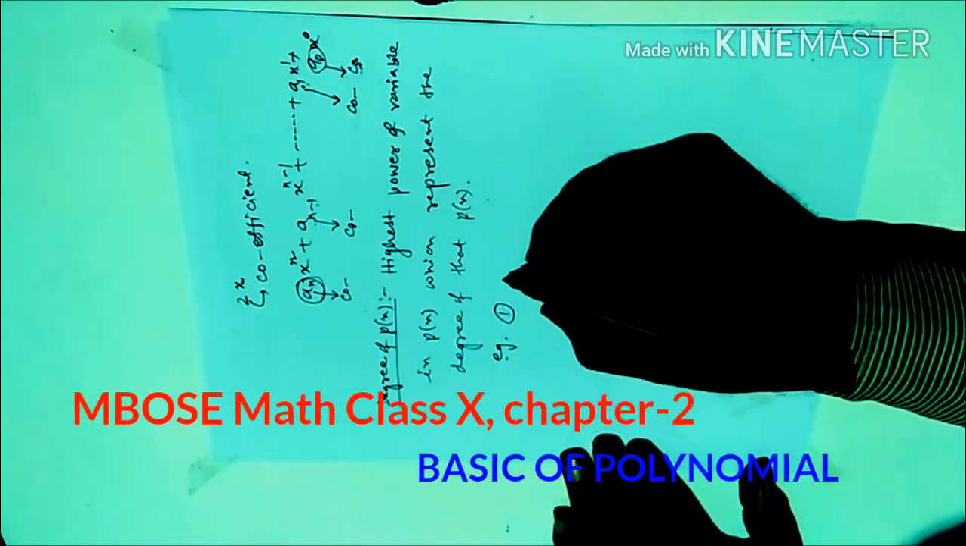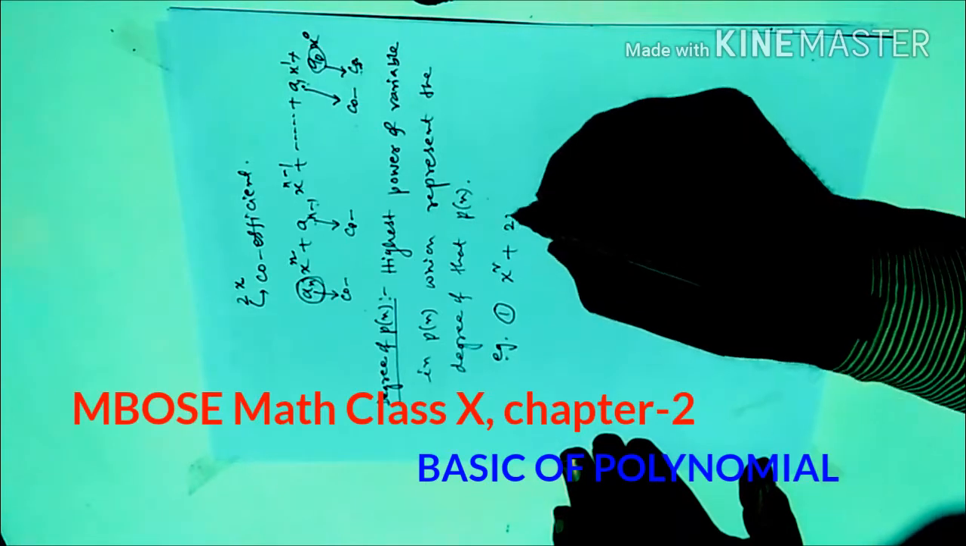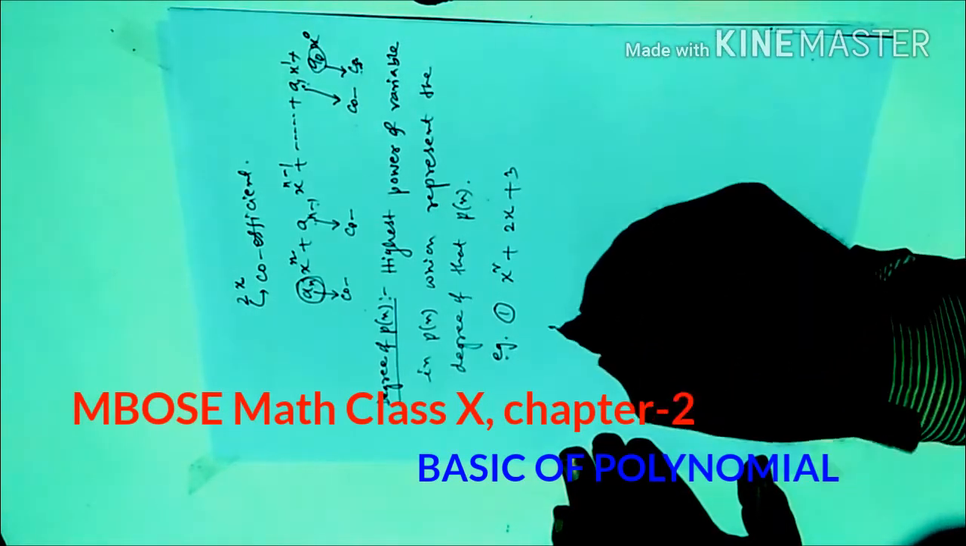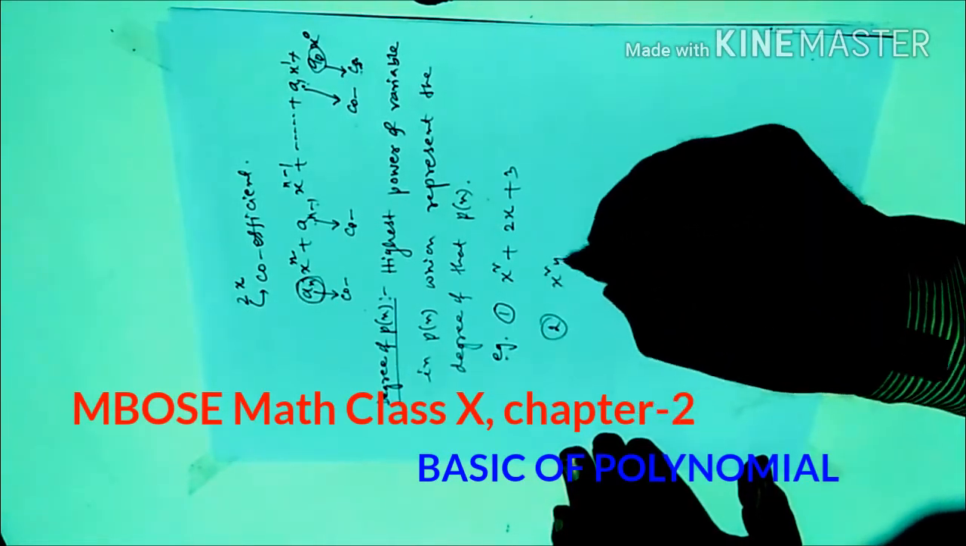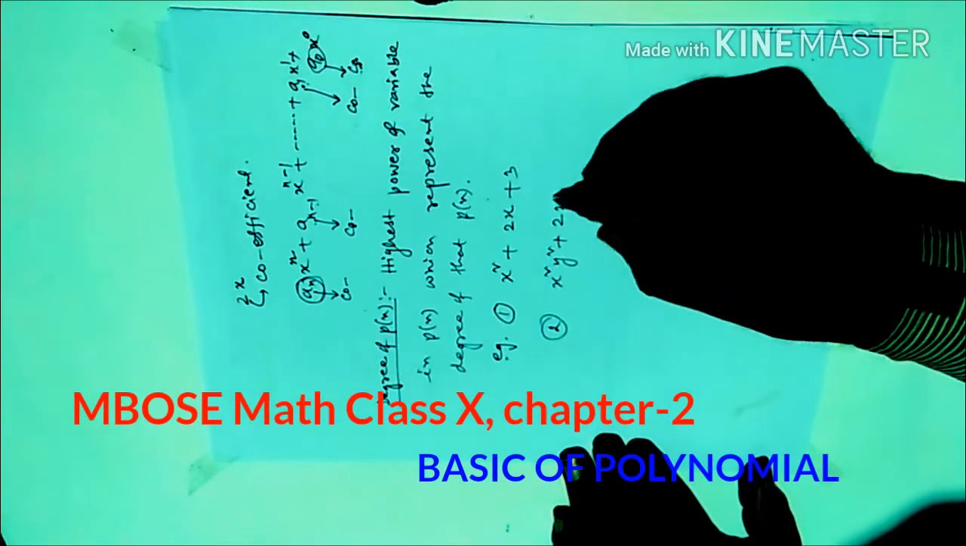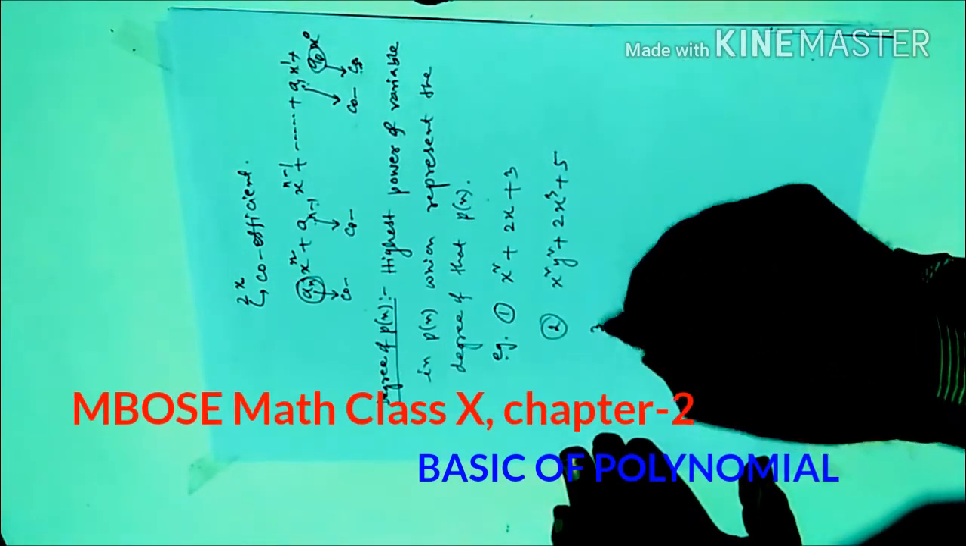Let me give you an example, then you will understand more. Example number 1: x square plus 2x plus 3. Then x square y square plus 2x power 3 plus 5.